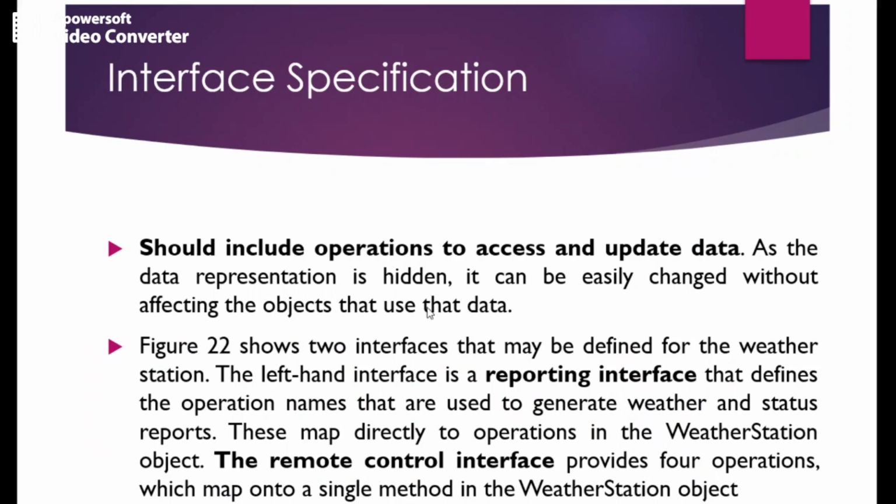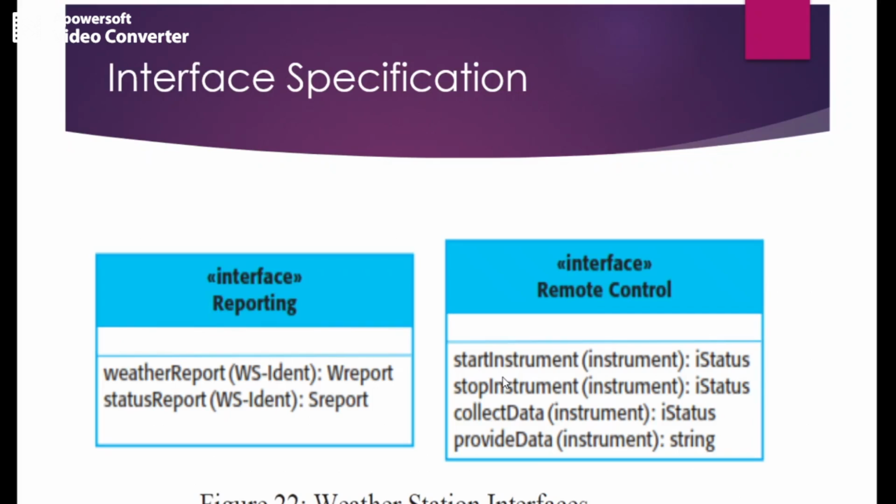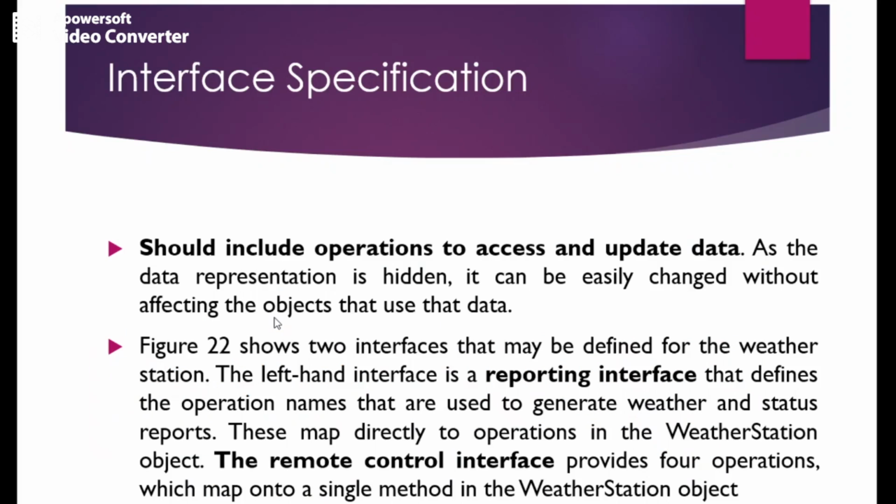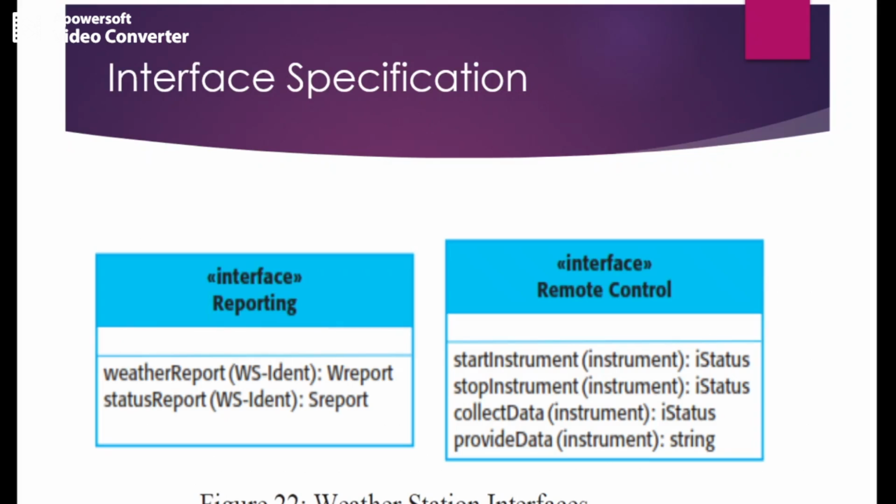So here the figure shows two interfaces that may be defined for the weather station. The left hand interface is a reporting interface. What does it do? It defines the operation names that are used to generate weather and status reports. So you can see here one is weather report, another one is the status report.